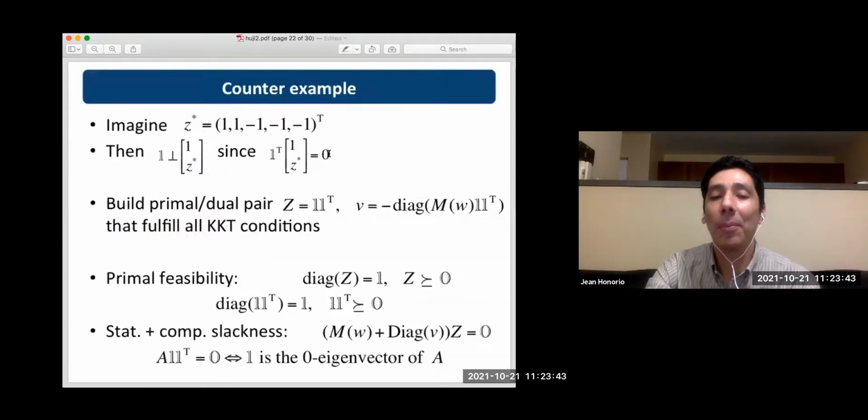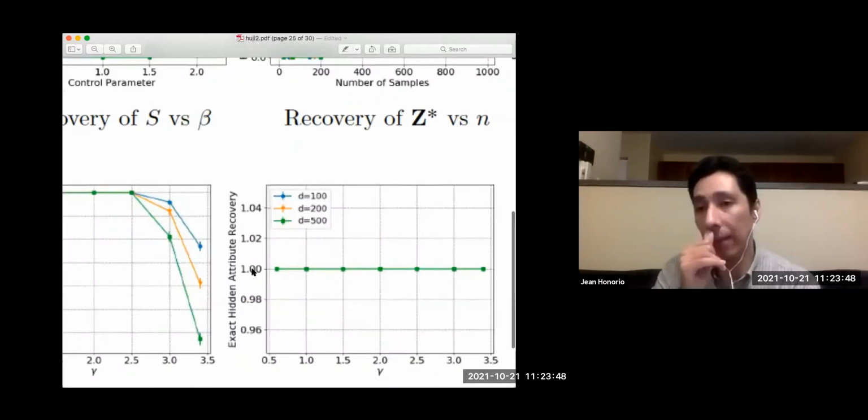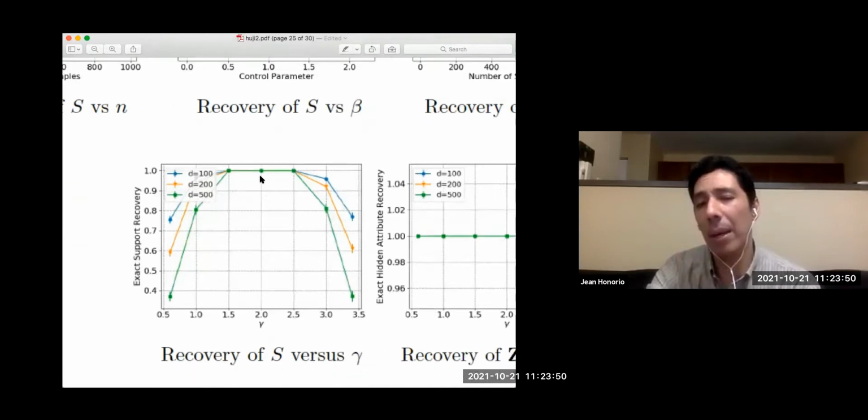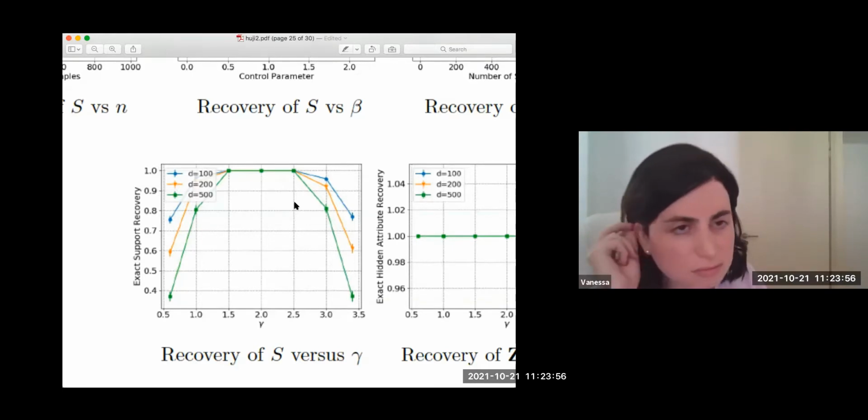And then the last thing we tested is what happens if I don't have good knowledge of the gamma, right? And this is just tested experimentally. If the true gamma is 2, but then I test with 1.5 or 2.5, experimentally things don't change too much.